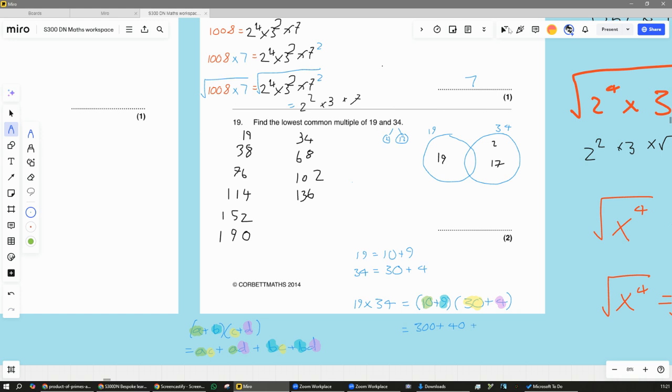And then we're going to multiply B times C, which is the 9 times the 30. Well, 9 times 3 is 27, so 9 times 30 is 270. And then we multiply the B times the D, so the 9 times the 4, and that's going to be 36. So now it's just a case of adding them together. I probably would add the 300 to the 270, giving me 570. And then we'll add the 40 to the 36.